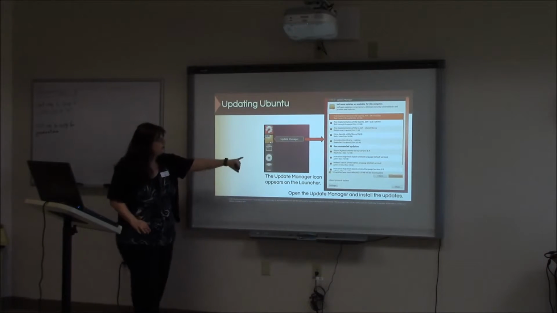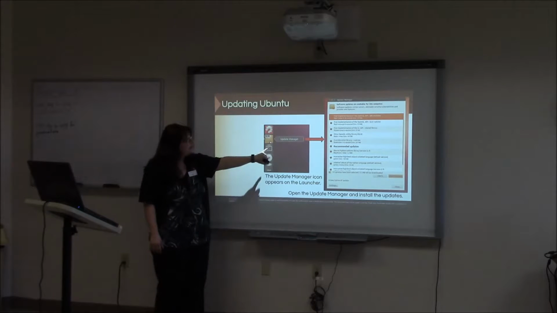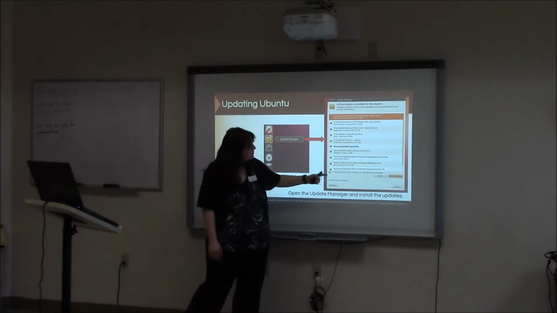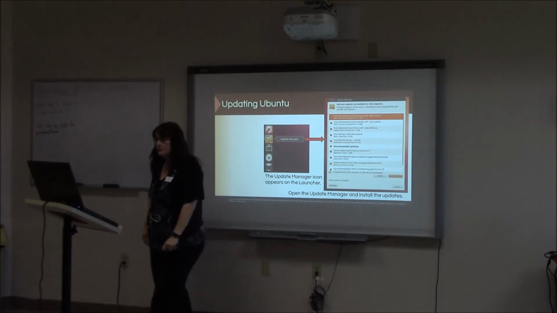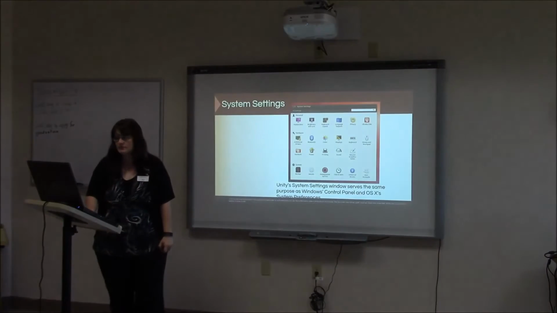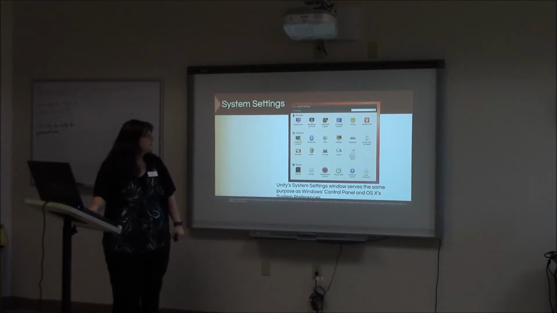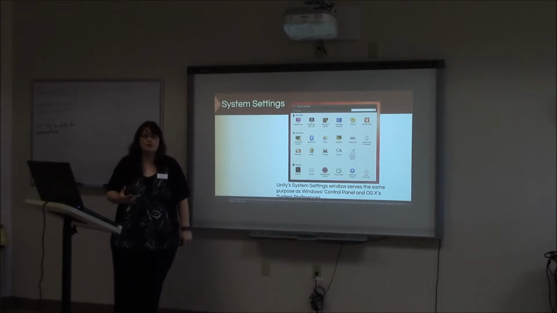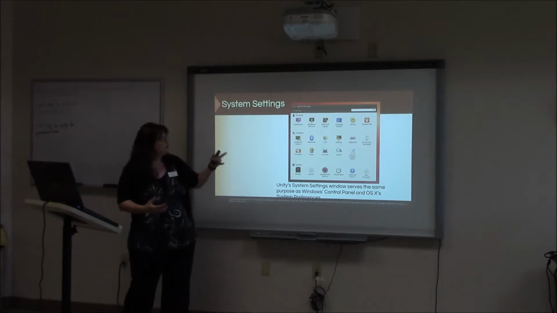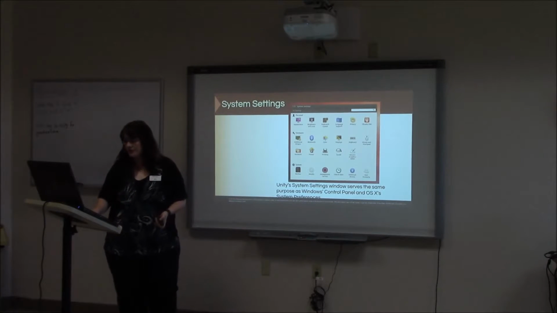When you update Ubuntu, you can go to the Update Manager, and it will show you a list of all the possible updates, and you can check off which ones you want and install, just like we were doing in Windows. We have a system settings, which is like our control panel or our preferences that we've seen before, where we can go through and change settings if we need to.